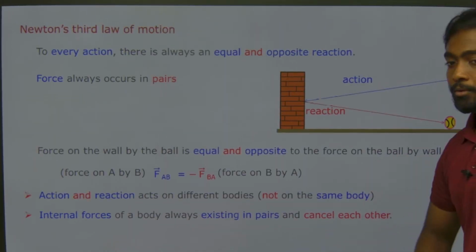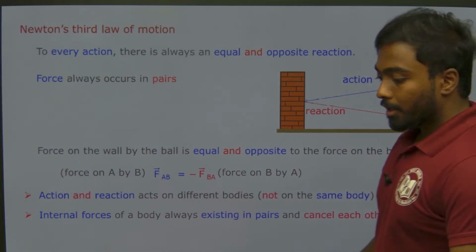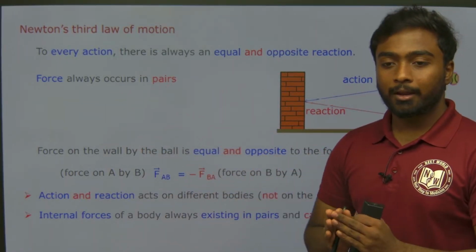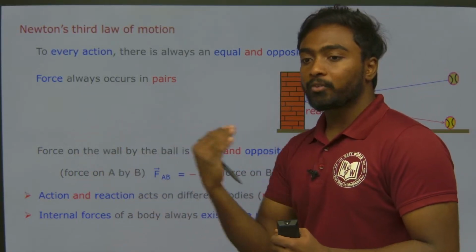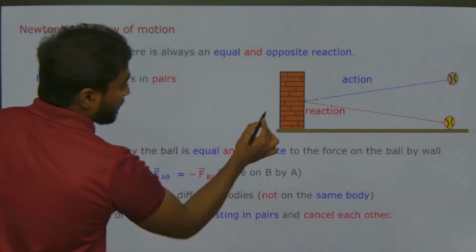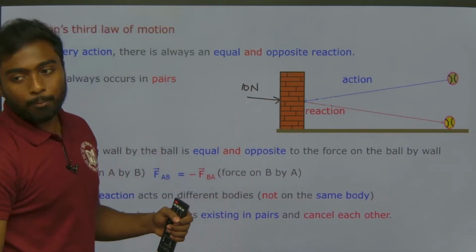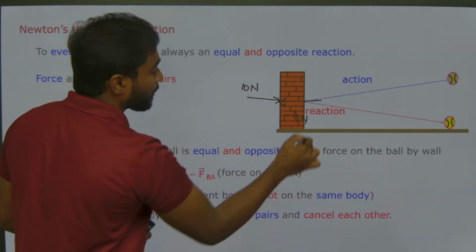Okay. So the next topic is Newton's third law of motion. To every action there will be an equal and opposite reaction. So if I apply a force of 10 Newton in the x direction, what will be the opposite force? Minus 10 Newton. If I apply some force on this wall, for example 10 Newton, an equal and opposite force should be there, which means in the opposite direction minus 10 Newton will be there, right?